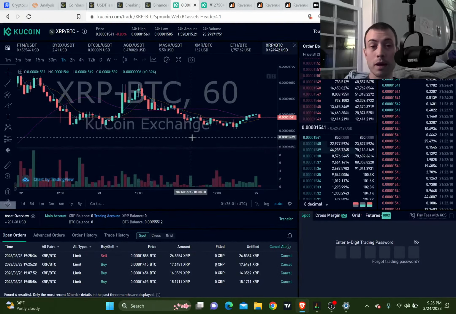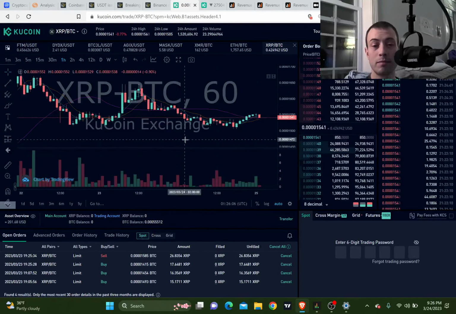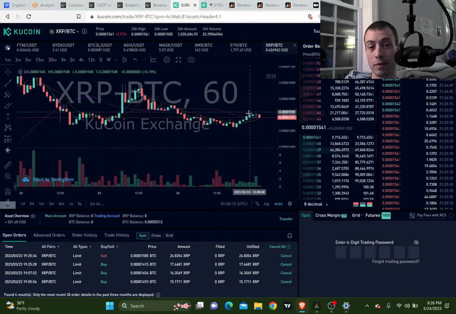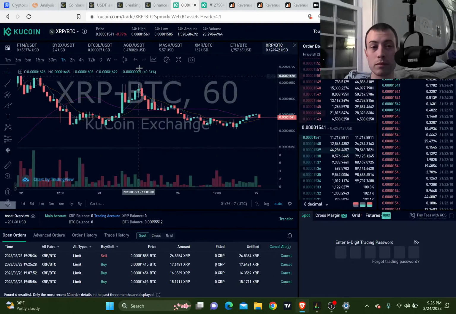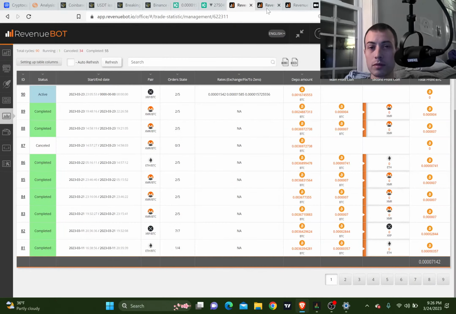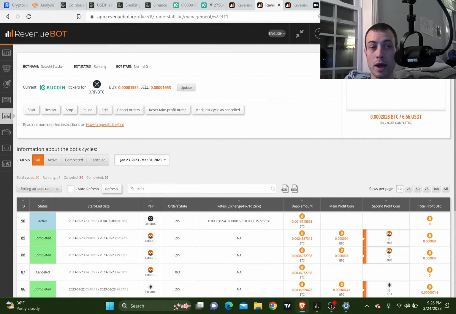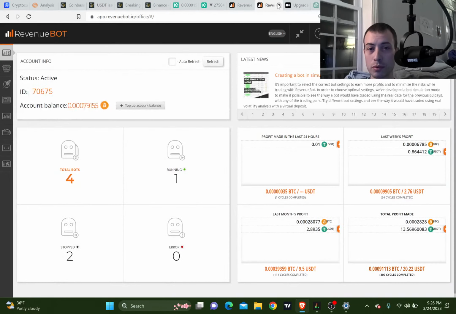So the bot has a grid. It fills up the bags depending on how the market fluctuates, and it will sell and just continue to move on to new pairs. So we showed you the Satoshi Stacker. We showed you the dashboard. Right now, yeah, that's the same one I just showed you.